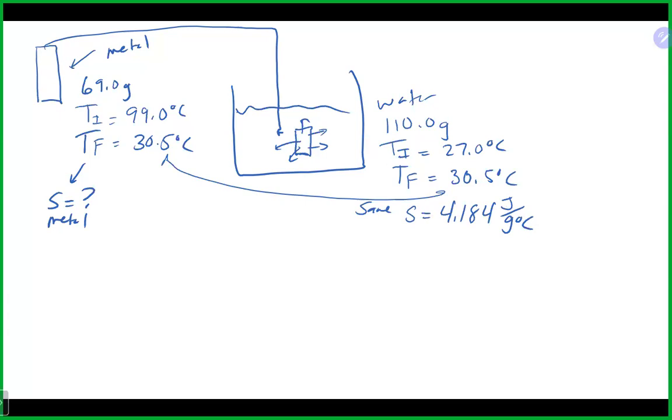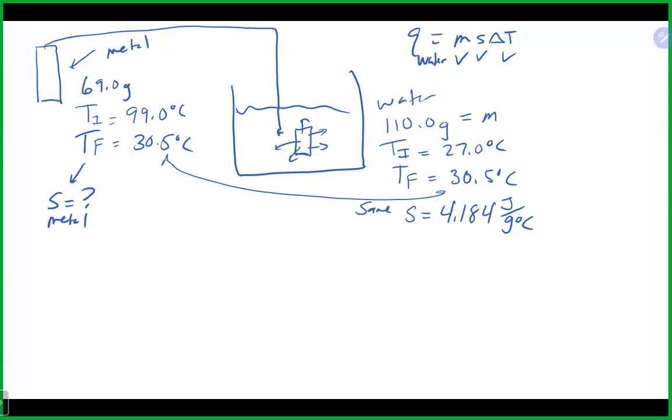And if we take a peek over here on our water side, and we take a peek at our specific heat equation, we have the mass of the water, we have the specific heat capacity of the water, we have the final and initial temperature of the water. So we have all the information that we need to figure out how much energy the water will gain when we toss that hot piece of metal into it. So let's do that for the water.